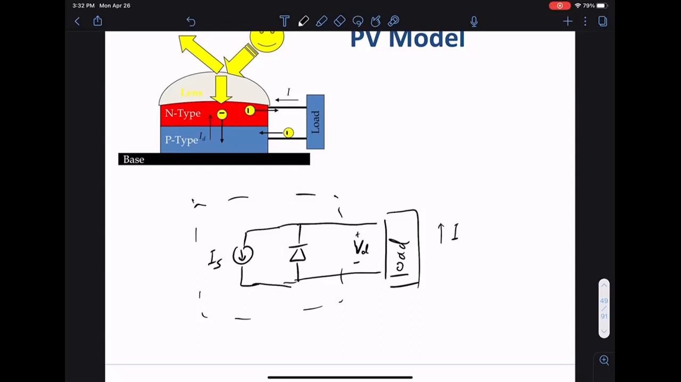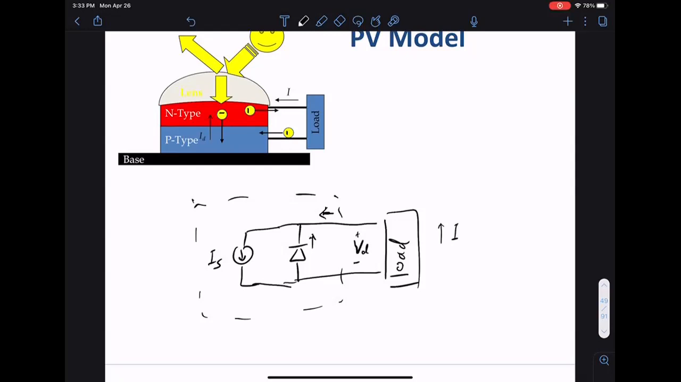Yeah, go ahead. So the source IS is the upper part compared to the model? Because when I look at the model, I know that the N-type, P-type materials are acting as a diode, and then the load. So the source is the flow of electrons in the material. You can think of it that way. The reason it flows is because they're excited by the photons coming in.